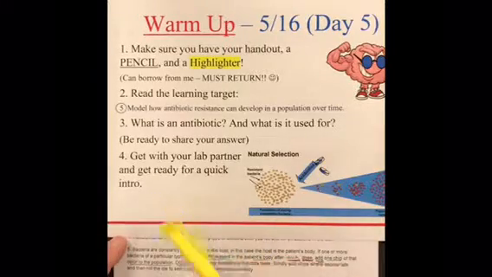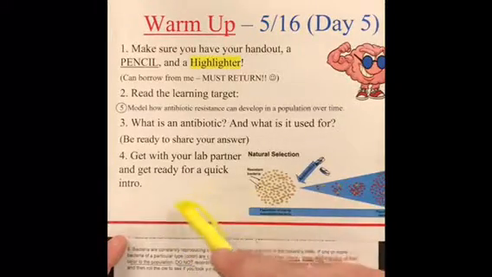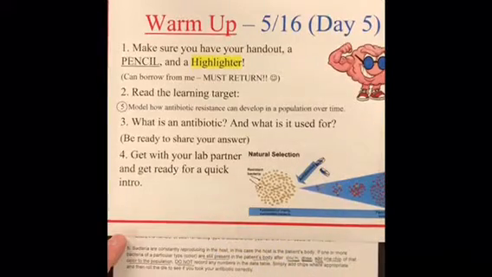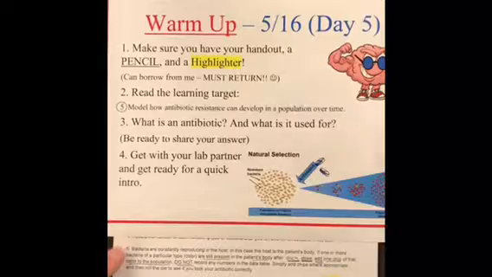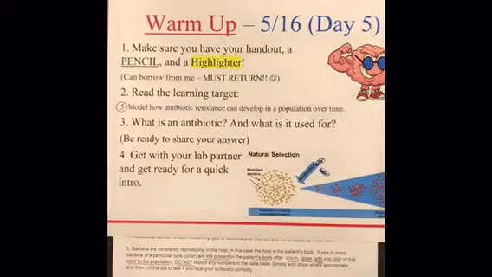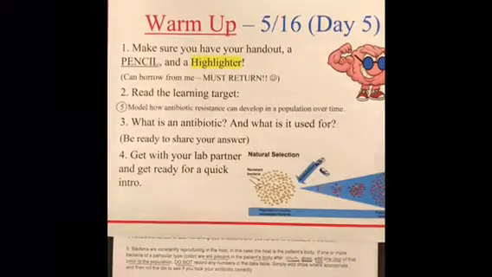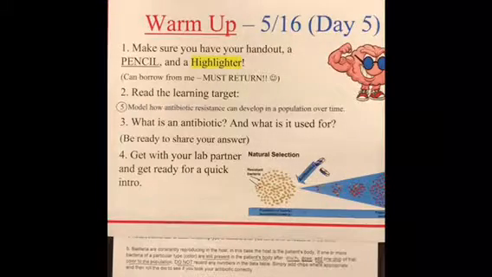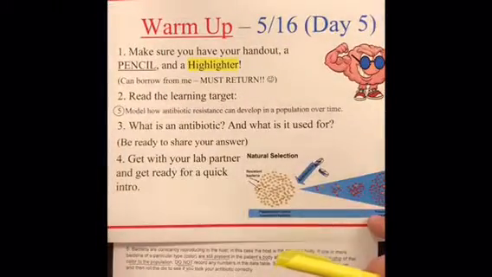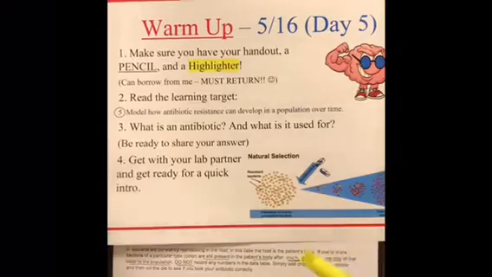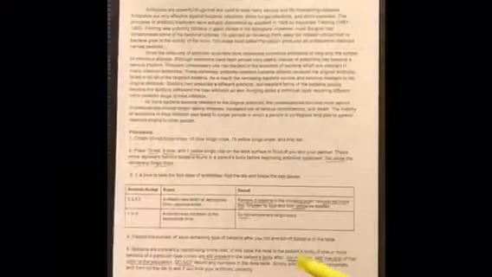So you should be with your lab partner, and we're going to do a quick intro to the lab. It's about antibiotic resistance and how that can develop. What we see in modern medicine is that when people misuse antibiotics or they don't take them for the right time or the right length or dose, you can get resistance developing in the bacteria population. So join me for a quick intro. I'm going to highlight some key points on the lab.